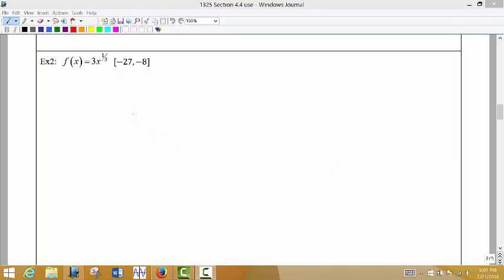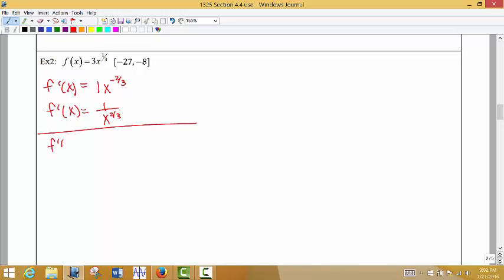All right, here we want to find the absolute max and absolute minimums. So the first thing we're going to do is find the first derivative. We're going to use our power rule. That gives us 1 times x to the negative 2/3 power. Let's bring that down to the bottom of the fraction so we can make it a positive exponent. So we're looking for two things with our critical numbers.